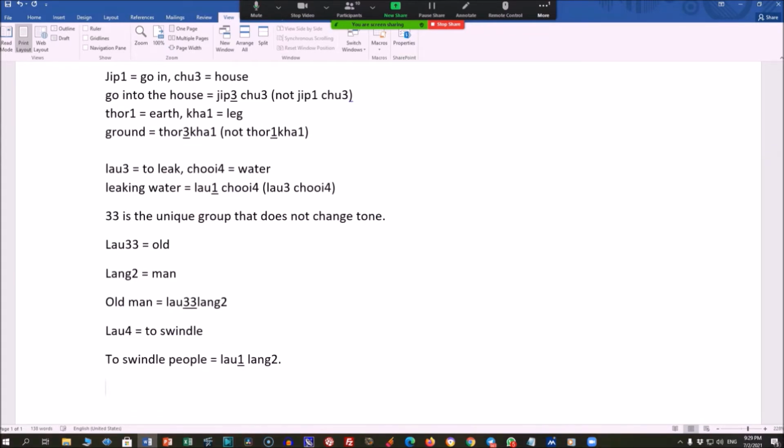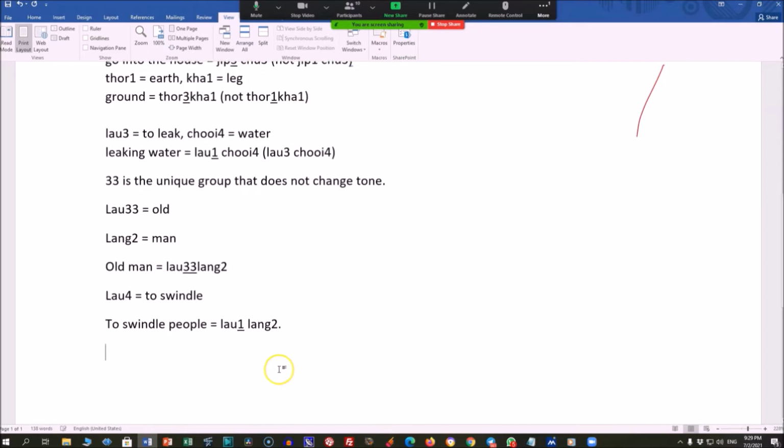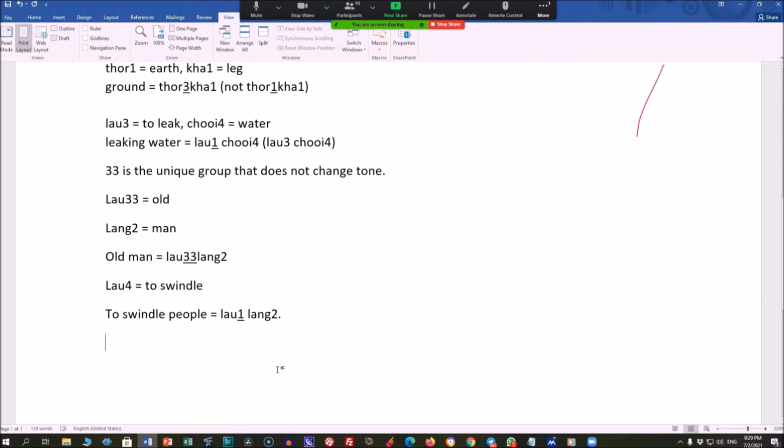Thanks, I was very puzzled about the double 3. Now I understand, because it doesn't change its tone in a compound word. Correct? Yeah. So when you see a tone 3-3, you know that that one does not change its tone.